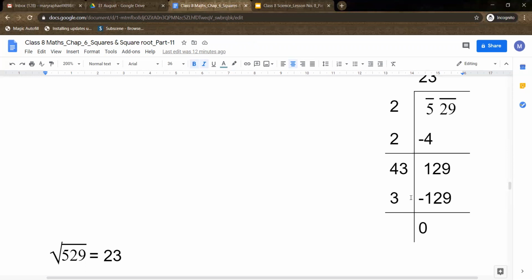So 43 3s are 129, which is exactly correct. Suppose if it is not suitable, then which pair will we try next? 47 7s we have to try. Here we already got it, so there is no need of trying again.